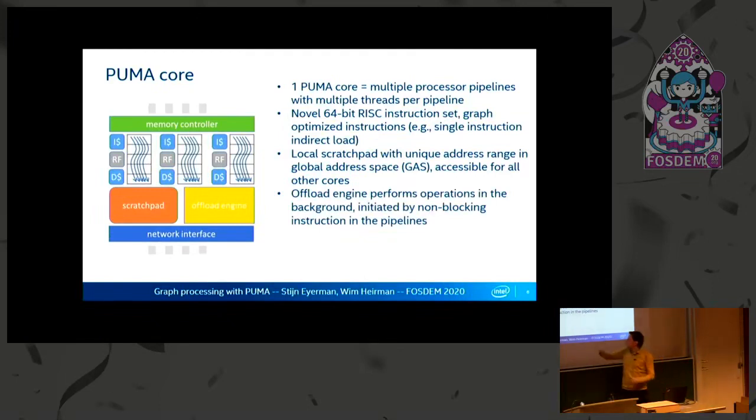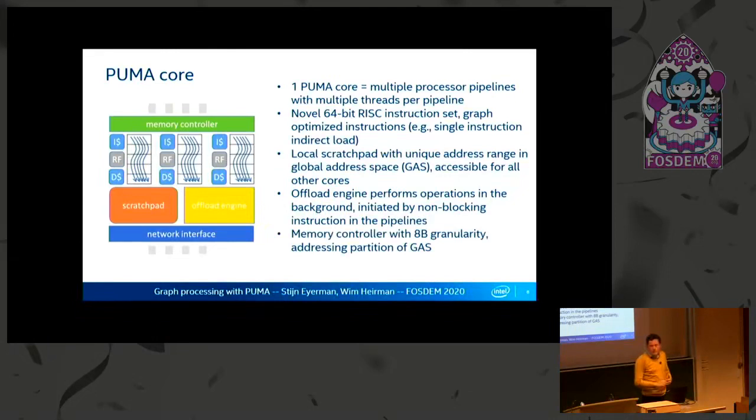I talked about offload engines, so they perform these operations in the background. We have a memory controller that's been optimized for these small accesses, 8-byte accesses, and we have a network interface to connect to other cores. Also, of course, using these 8-byte packets because most of the data is used in these small granularities.